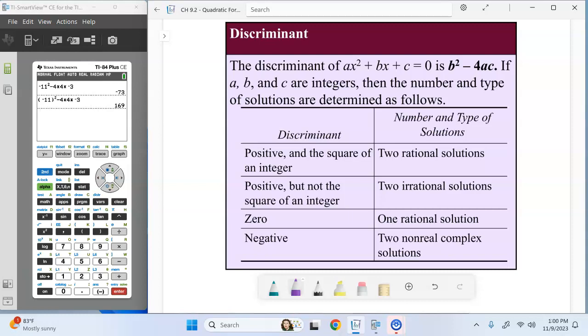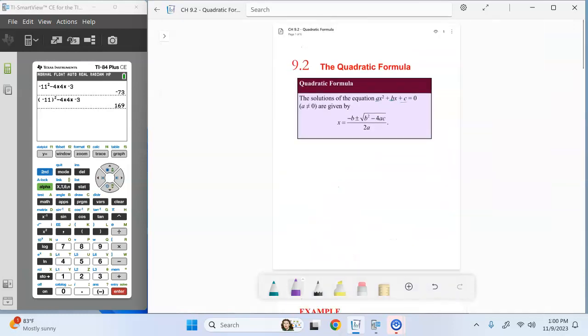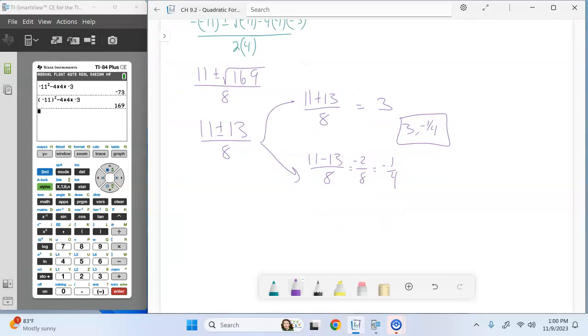So we can get 4 types of numbers underneath the radical. I can get a positive number that is a perfect square. Like our first example, what do we have under the radical? In the very first problem we did today, what was underneath our radical? 169, okay? A positive number that I can square root. When we have a positive number that we can square root, our answer will end up being 2 rational numbers.